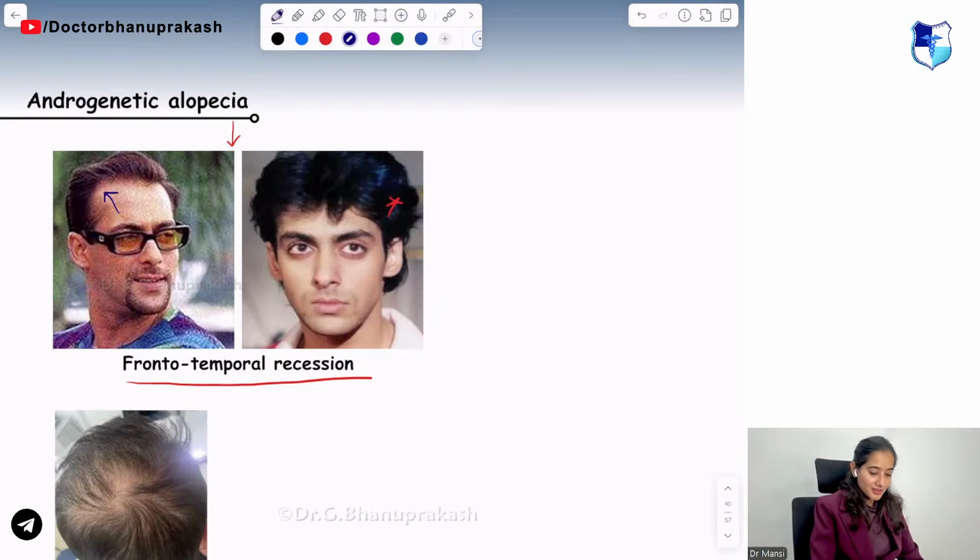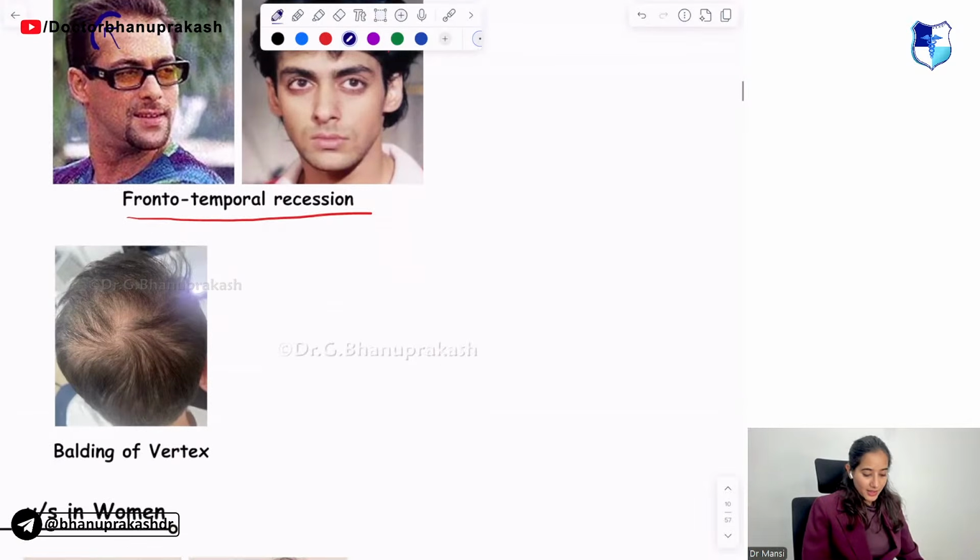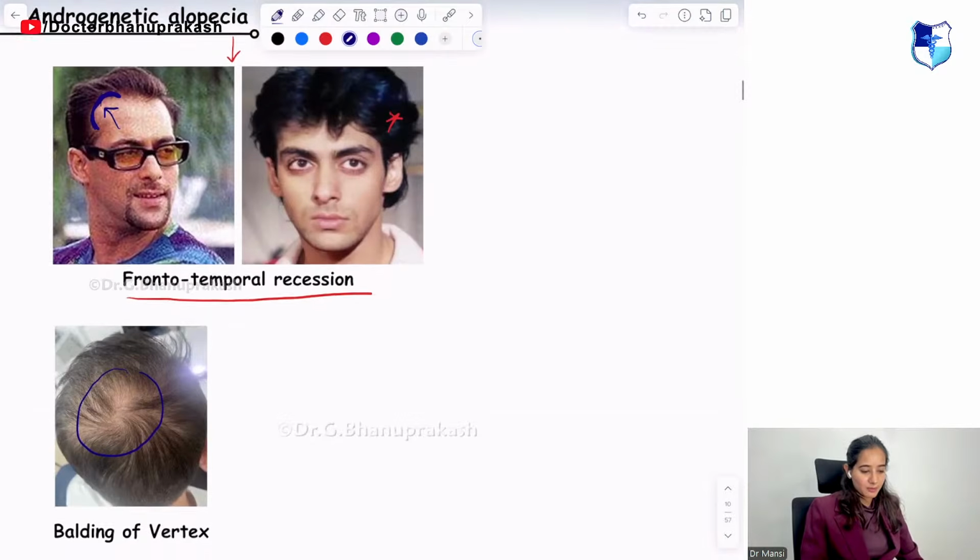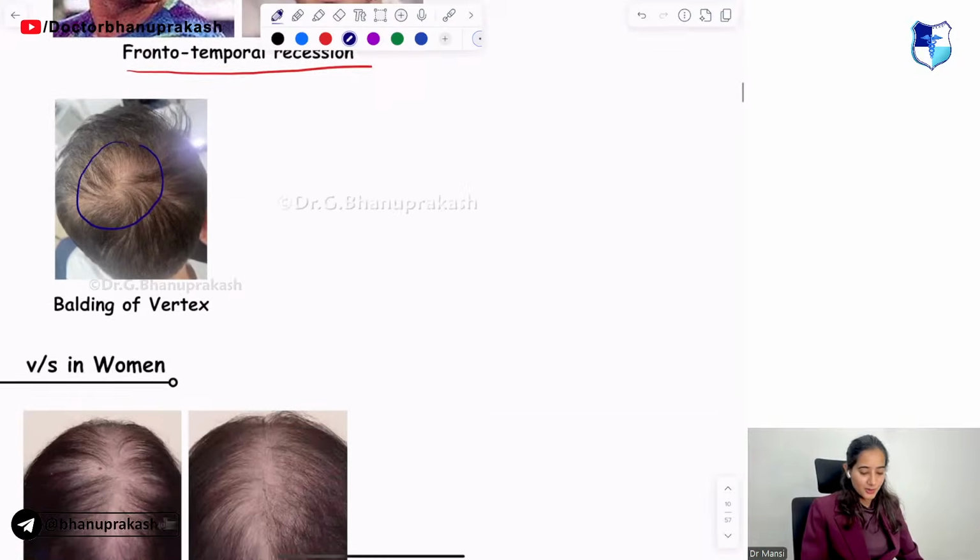Like he aged because of androgenetic alopecia. There is a frontotemporal recession. So you can see this is a frontotemporal recession which is happening. And apart from this, in a male, there is balding of the vertex, which you can see. So most of you are already aware of androgenetic alopecia.